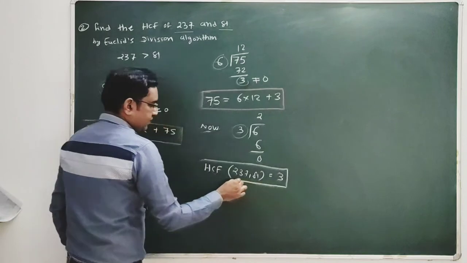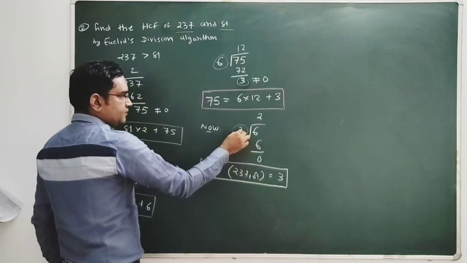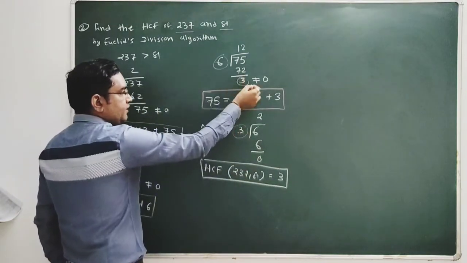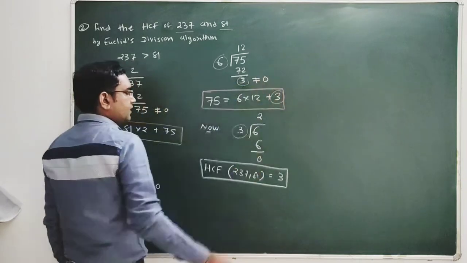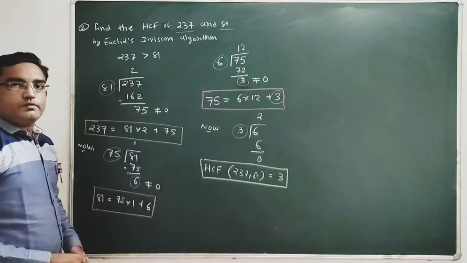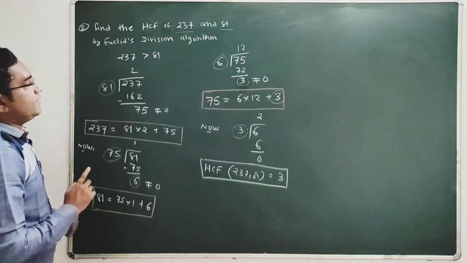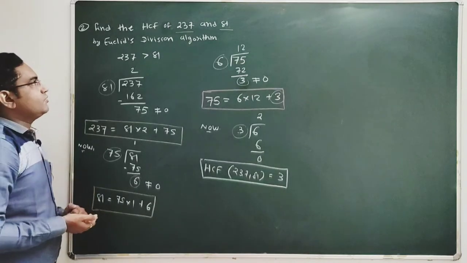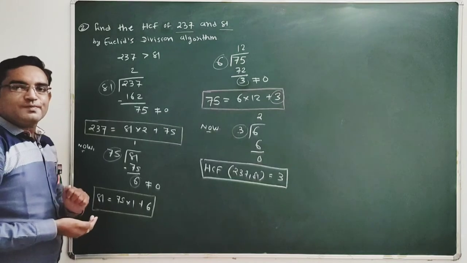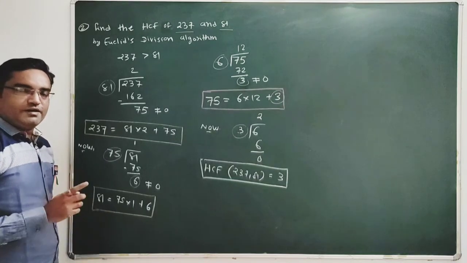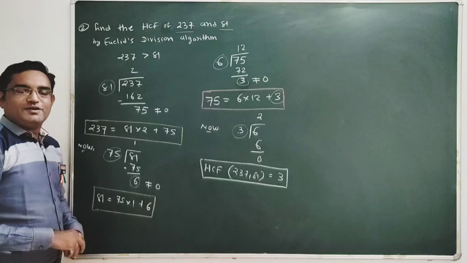Done. The divisor in the last step or the remainder in the previous step can be considered as the HCF of the given two numbers. Clear, students? So this is how you can find the HCF of given two numbers by using Euclid's division algorithm. Done. Now again pause this video and note it down.